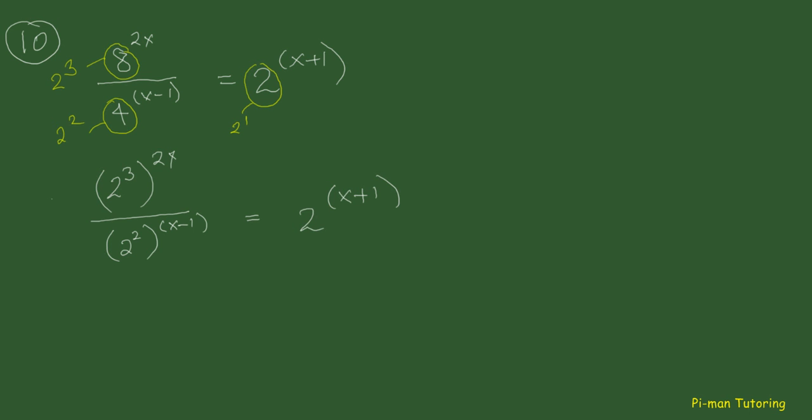Now on top over here we have a power of a power, so we know we have to multiply those together, and similarly on the bottom, the power of a power can be simplified by multiplying the exponents. So we end up with 2 to the 6x divided by 2 to the power of 2x minus 2 is equal to 2 to the x plus 1.